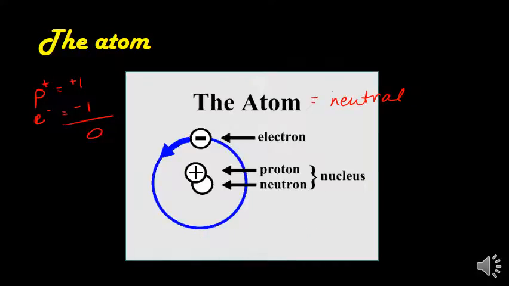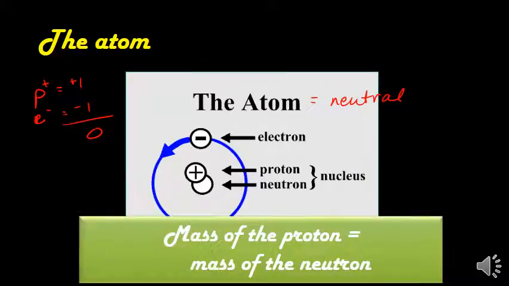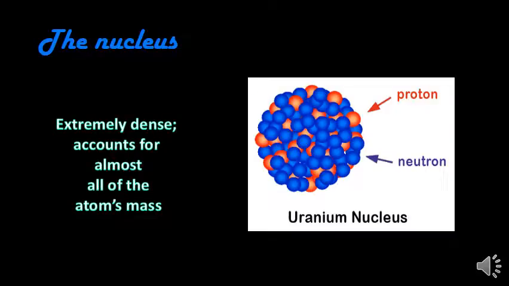Now, the mass of a proton and the mass of the neutron are roughly the same thing, and we say that the mass of both of those is equal to 1 atomic mass unit, and the mass of the electron is basically 0 atomic mass units. So the entire mass is found in this nucleus of the atom. If you recall, the nucleus is extremely dense and it accounts for almost all of the atom's mass. I mean, there's some mass in the electrons, but we do get to ignore those.